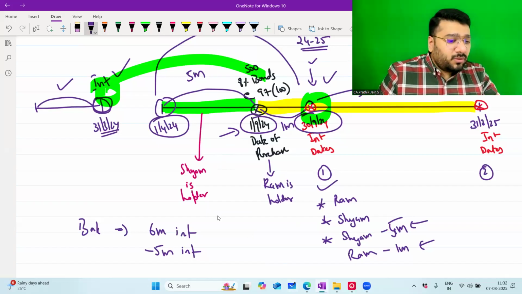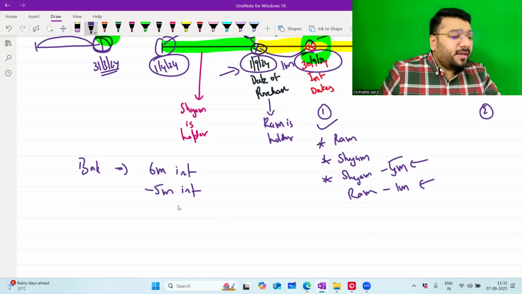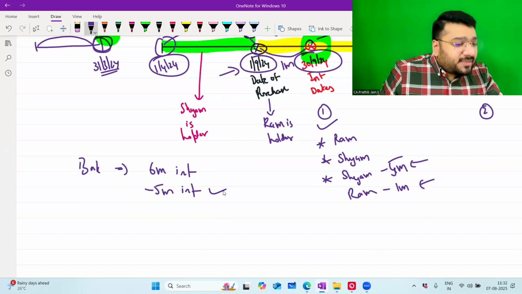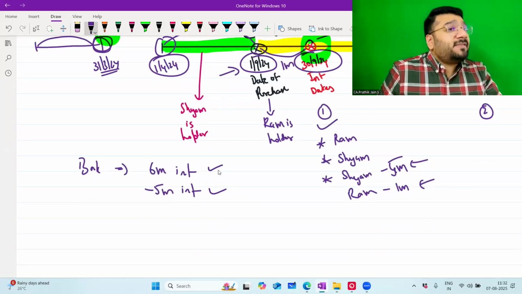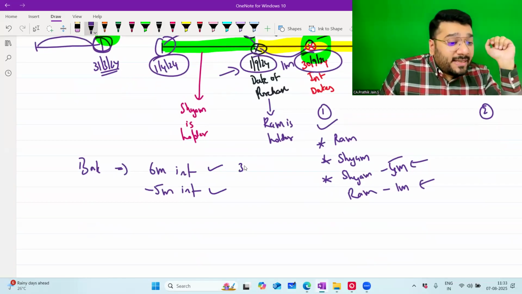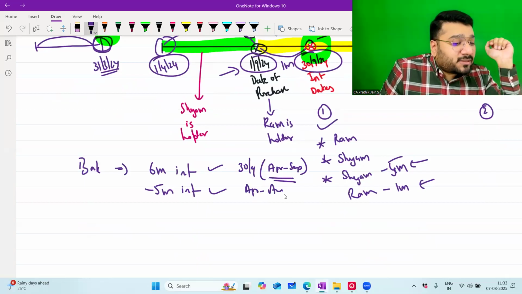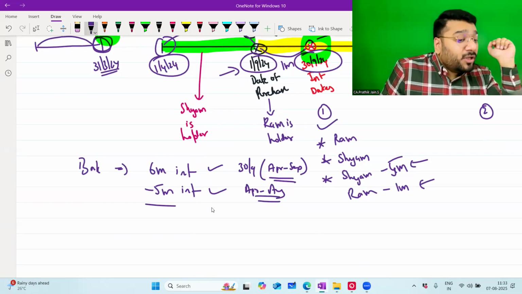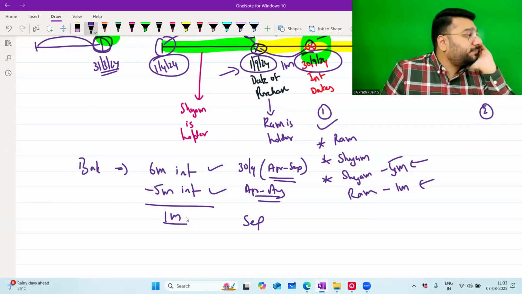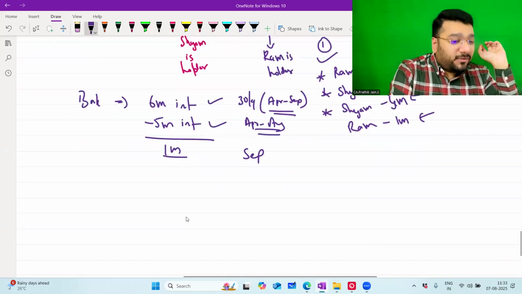Now, Ram has to pay 5 months interest to Sham from the 6 months interest that he's going to receive. Because on 30 September, he's going to receive interest of April to September, 6 months. In that, he has to pay interest of April to August to Sham, so that he'll be left with the interest of the month of September, 1 month interest. Okay, not okay? Okay. Now, listen to me very carefully.